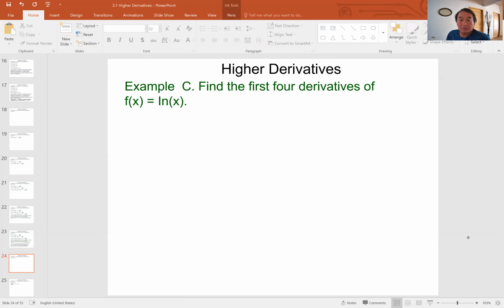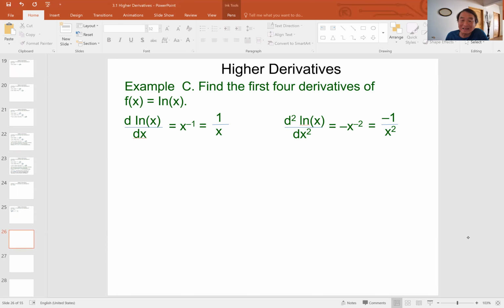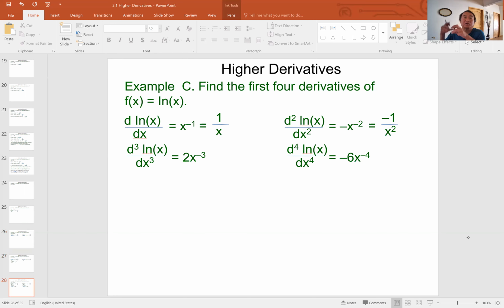Okay. How about log of x? Well, the interesting thing about log of x is that its derivatives become algebraic functions. The derivative of log of x is 1 over x. If I take it again, it will be another algebraic function, negative 1 over x squared, and so on. So the derivative of log of x actually jumps over to a different family.